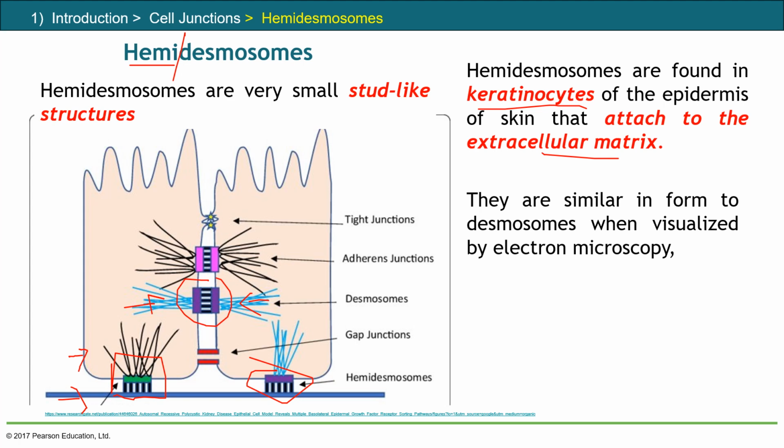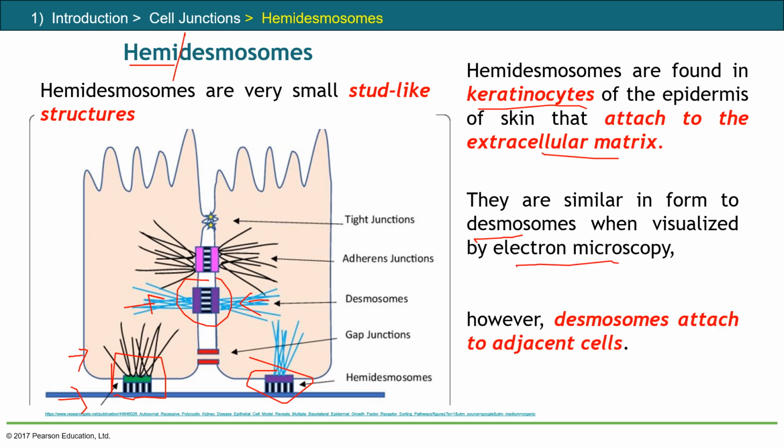So remember, they look very similar to desmosomes when you study them using electron microscopy, but the main difference between those two is that the desmosomes attach adjacent cells, while the hemidesmosome is only attaching the cell to the basement membrane.